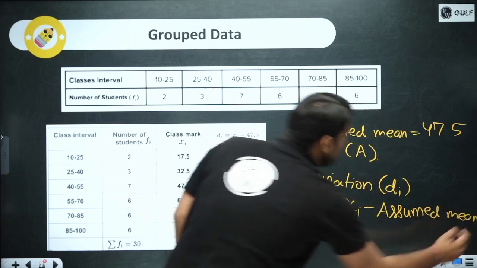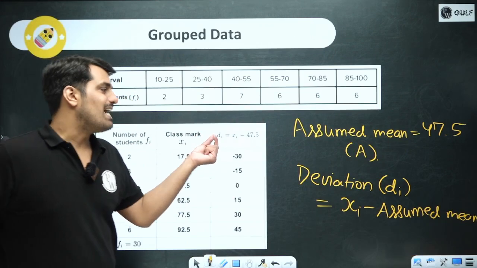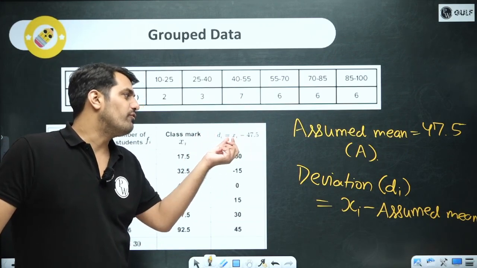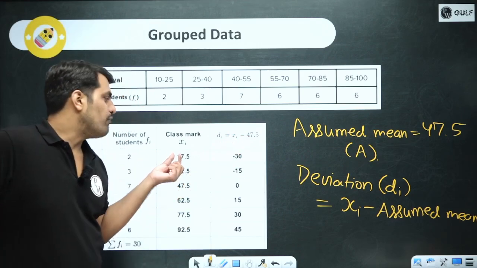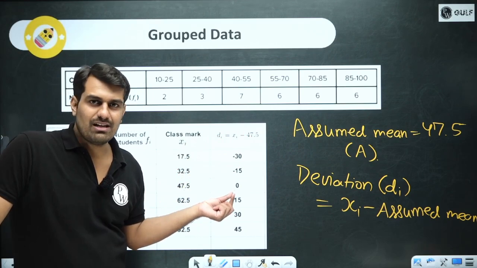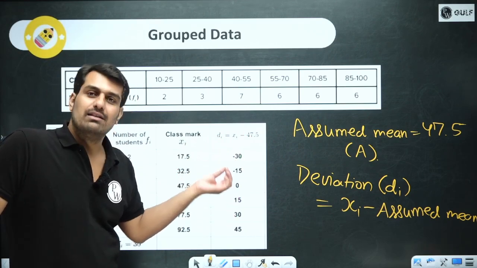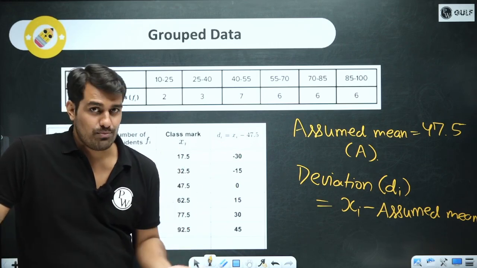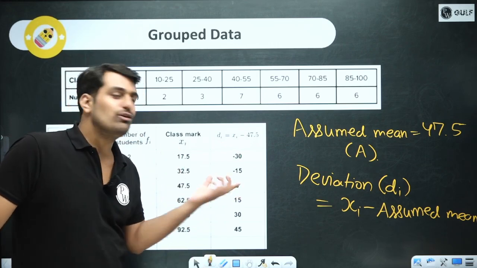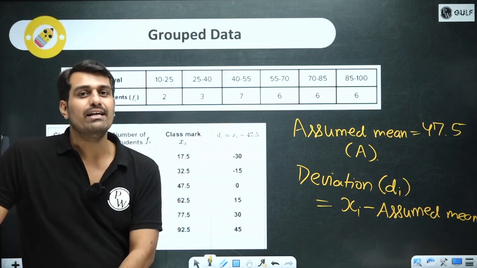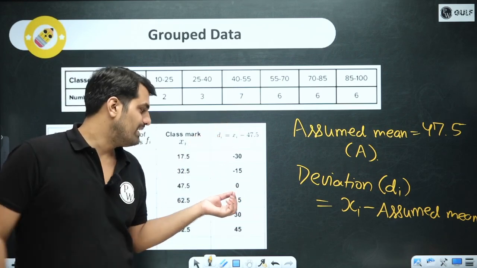So over here, the next column is di. How can di be calculated? di is calculated by subtracting the assumed mean from the class marks. So for 17.5 minus 47.5, negative numbers will come. So in the upper part there are negative numbers, and for the exact value 47.5 that we have assumed, we will have zero deviation, no deviation at all. The word deviation in the English language means the same thing, no deviation at all. So zero, exactly zero.